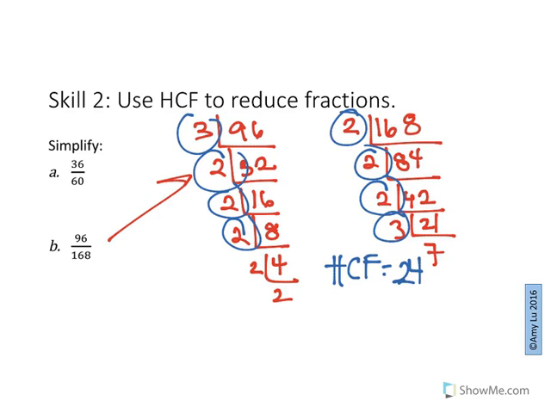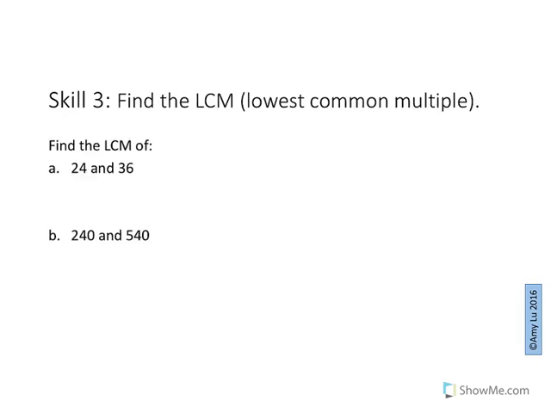So we have to reduce this fraction by 24 on top and 24 on the bottom. So if we divide 96 by 24, that should give us a 4 on top, then 168 divided by 24 will be 7. So 96 over 168 simplifies down into 4 over 7 simply by using the highest common factor.